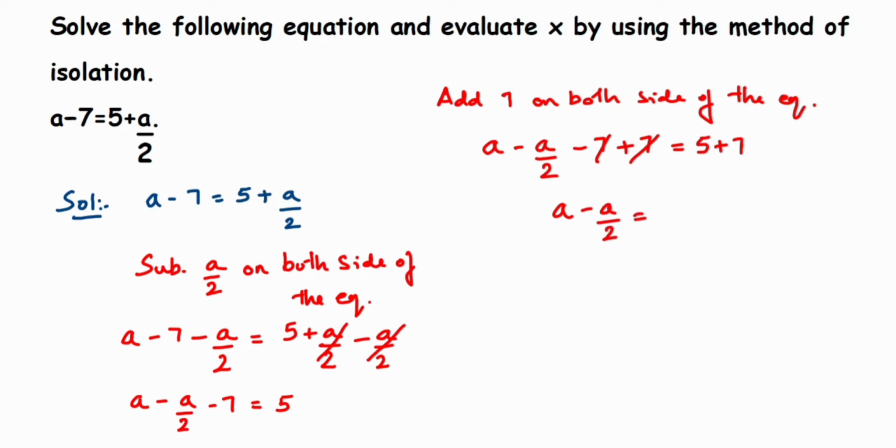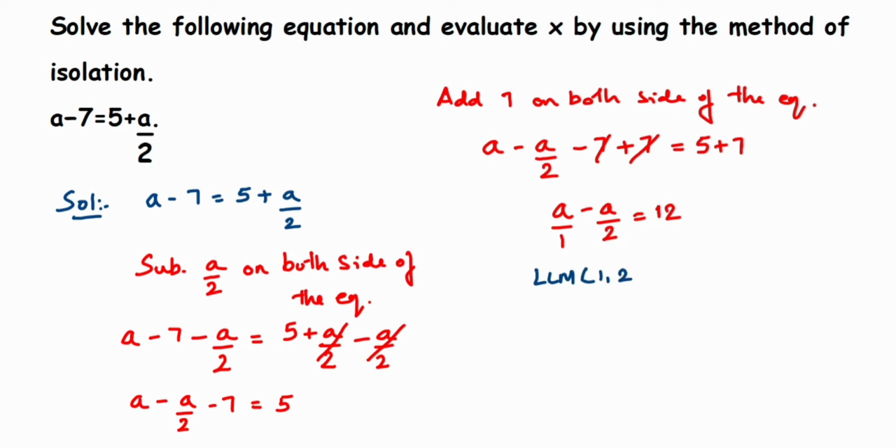Now the right hand side is clear, we got 12, but on the left hand side we have a minus a by 2. We cannot simply subtract them, we have to take the LCM and solve it. So this a can be written as a upon 1. Whenever we're subtracting fractions or rational numbers, the denominators have to be the same. Here they are not the same, we have 1 and 2. So we'll take the LCM of 1 and 2, which is nothing but 2.